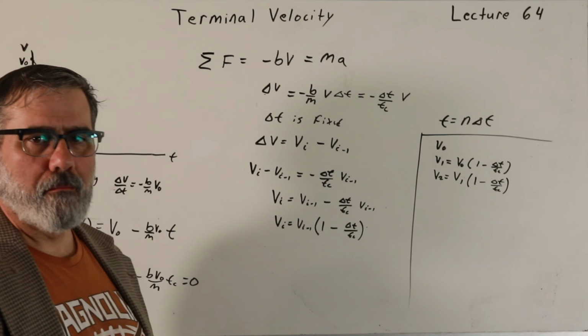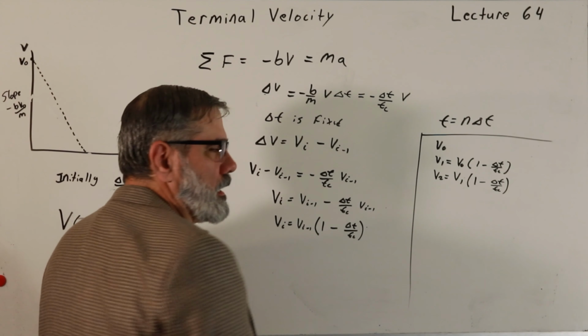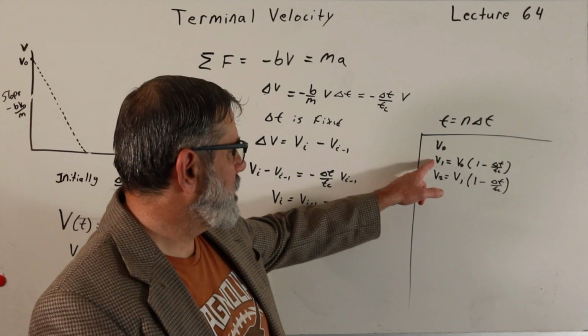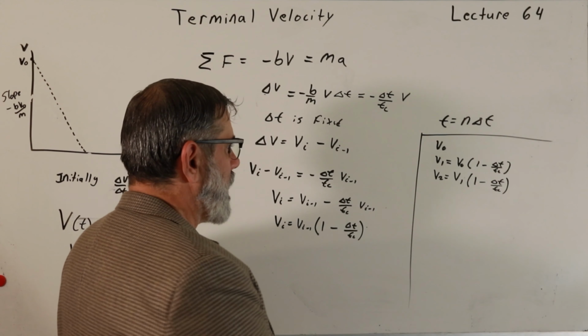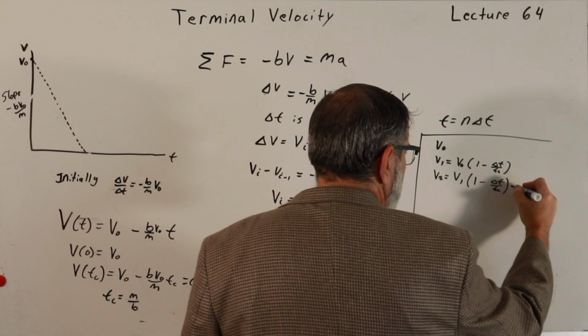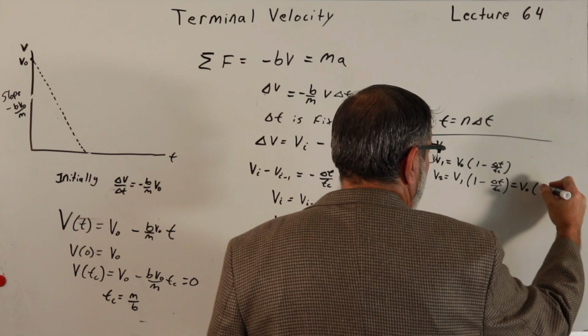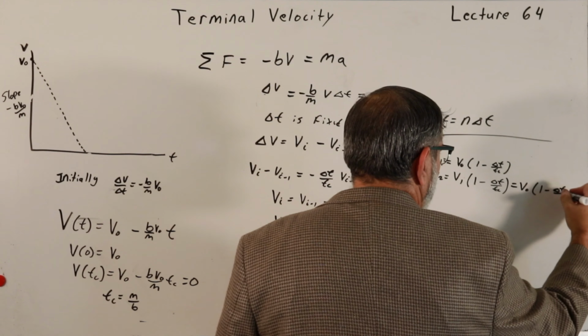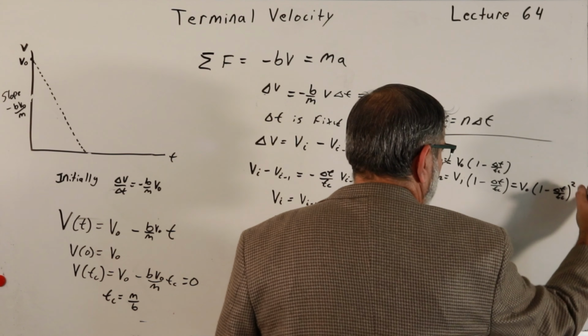But we know what V sub 1 is, right? V sub 1 is just this up here. It's equal to V naught times this quantity here. This quantity is not changing, right? So this is just equal to V naught times the quantity 1 minus delta t over Tc squared.